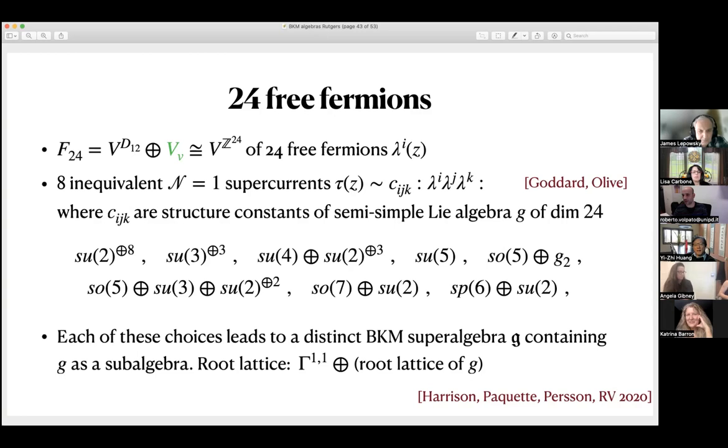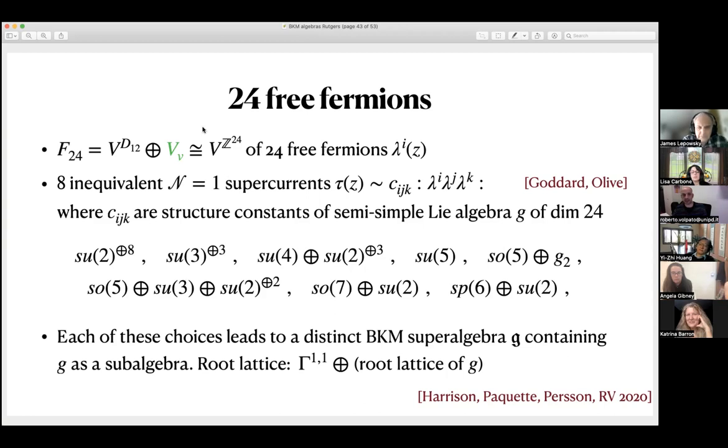These, for free fermions, were classified by Goddard and Olive. And it turns out that there are 18 equivalent N=1 sources of N=1 supercurrents, and they are in one-to-one correspondence with finite Lie algebras of dimension 24. So essentially what happens is that if you take this vertex operator superalgebra with one of these N=1 supercurrents, and you do the same BRST construction as before, you find some BKM superalgebra whose root lattice is Gamma 1,1 plus the root lattice of the corresponding finite dimensional Lie algebra.